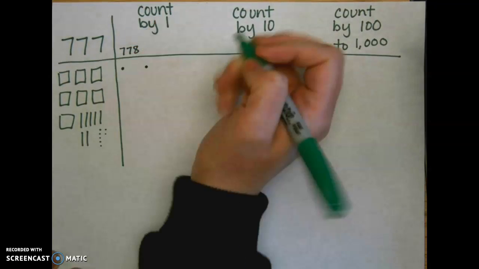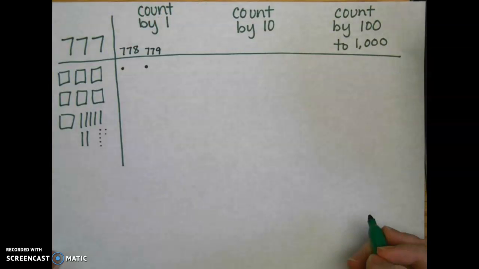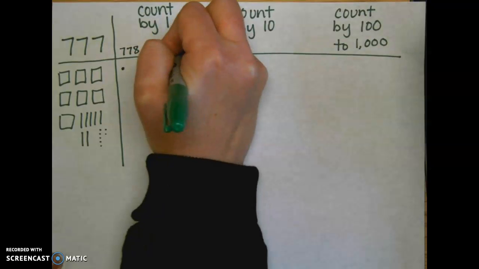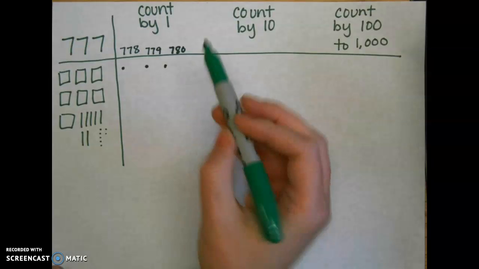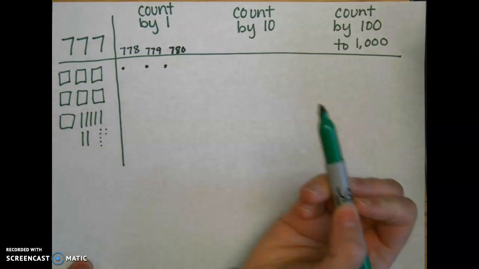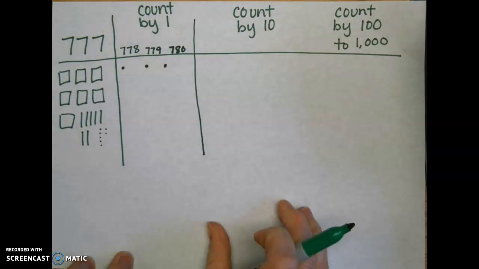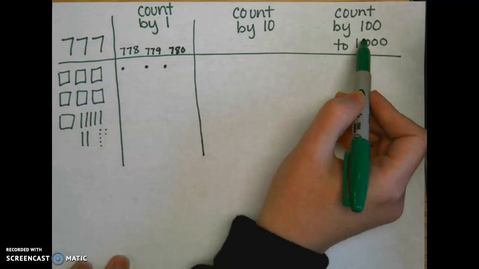If we add another one, we're now at 779. Really close. If we add another one, we're at 780. 780 is a nice friendly number because it has a nice 10 with a 0 in the ones place. So now that we're at 780, we can count by tens to get to the next friendly number, which is going to be one of our hundreds.